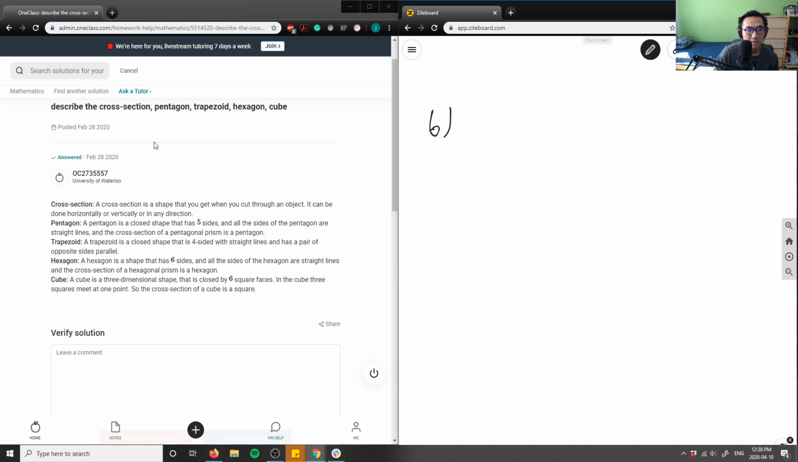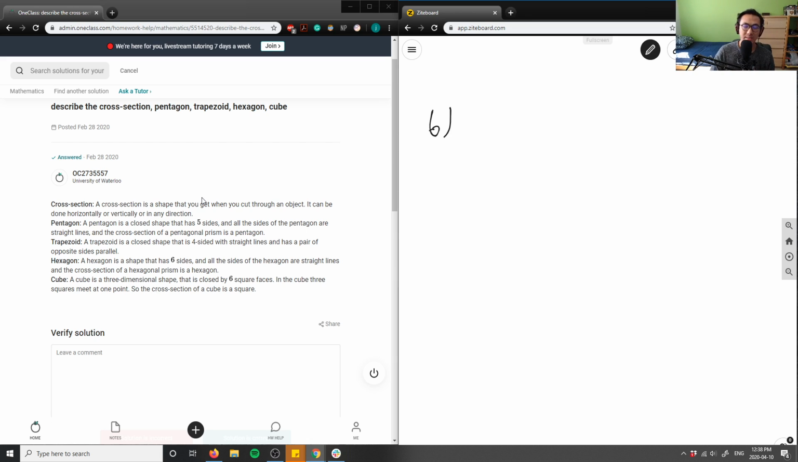So it says here, describe the cross-section, pentagon, trapezoid, hexagon, cube. So these are all definitions. So there's definitely not math in this case. It's just more logic. And this is, again, a geometry type of question here. So it says here, cross-section is a shape that you get when you cut through an object. It can be done horizontally or vertically in any direction.